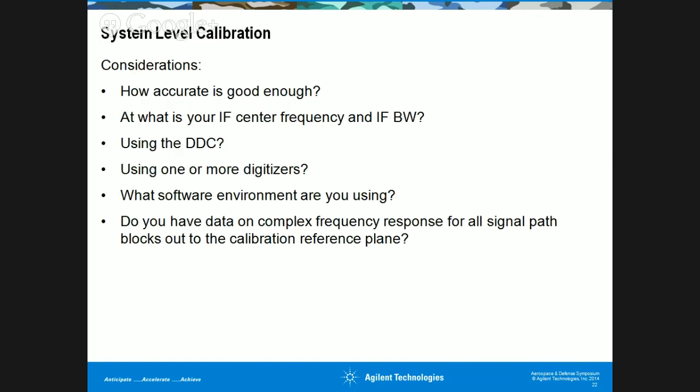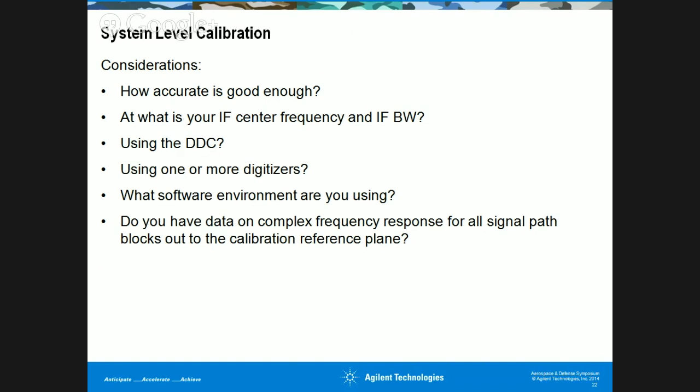Now these are certain questions that the user of the system needs to deliberate upon while configuring this particular system. How accurate is good enough for me, so that I can know what signal conditioning systems I need to use, and I can optimize on my cost. And what is your IF center frequency and your IF bandwidth.